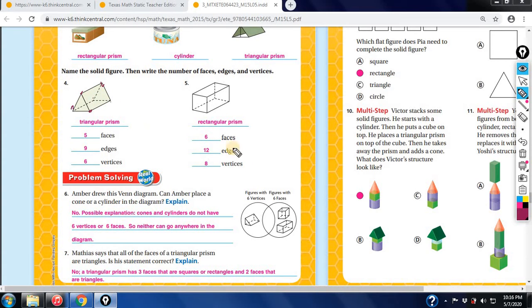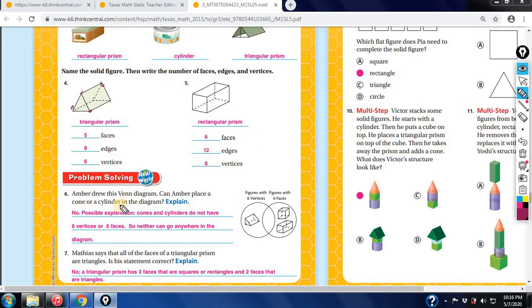We go back to the rectangular prism. Well, first we name it. Rectangular prism. Faces, there's 6. There's 2 squares, okay, and then there's 4 rectangular faces. Edges, there's 12 of them. If you count the lines, don't forget to count these dotted lines here. And the vertices, there are 8. 1, 2, 3, 4, 5, 6, 7, 8. Okay.